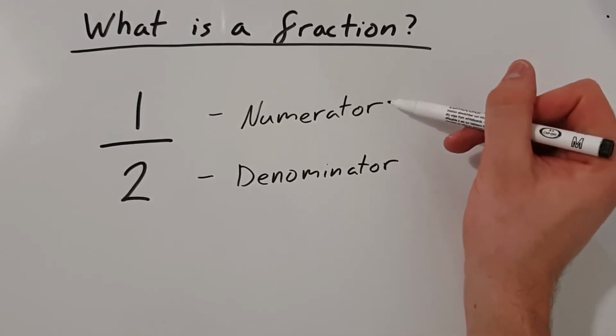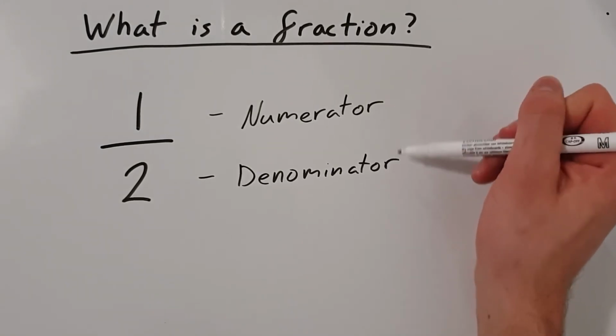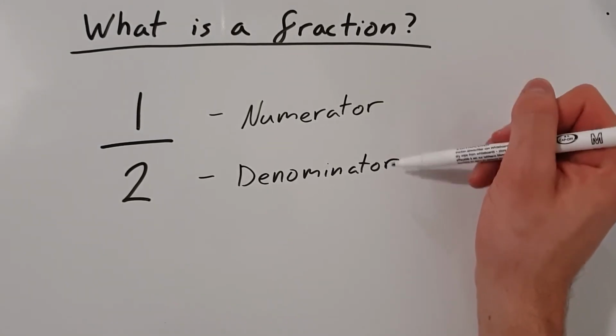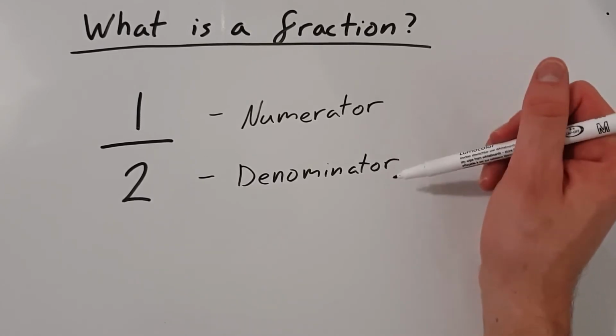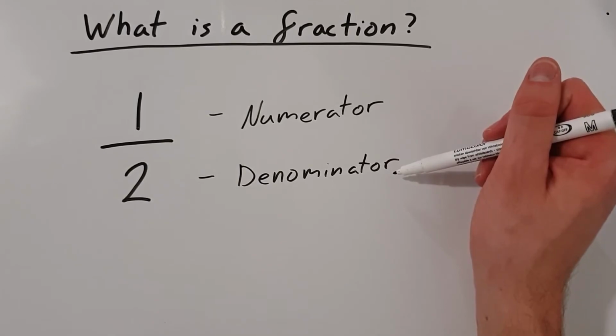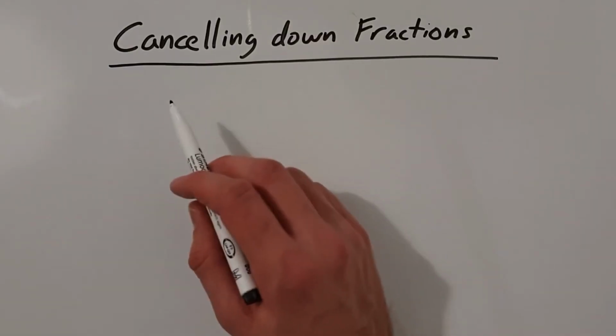Okay, so the top number is always the numerator, bottom number is the denominator, and I'll be using these terms throughout this video and the next video, so make sure you remember which one's which. Numerator's on top, denominator always on the bottom. Okay, so now we're going to start looking at cancelling down fractions and how do we do this.